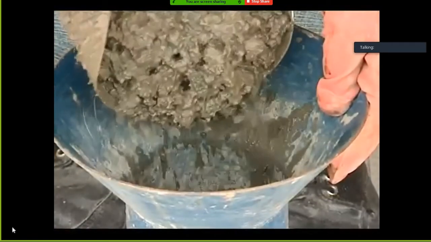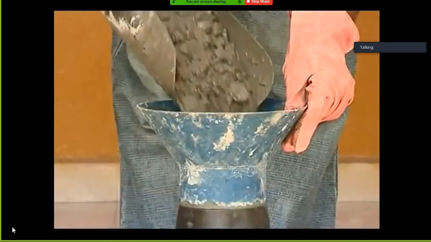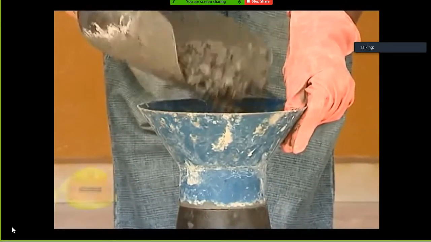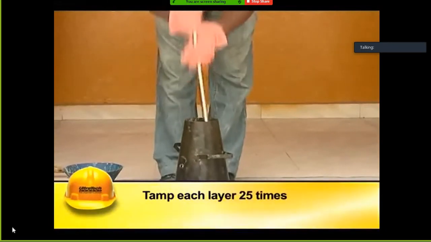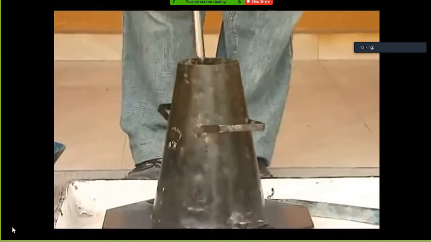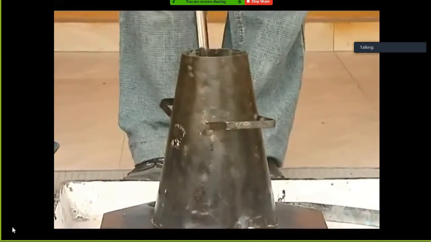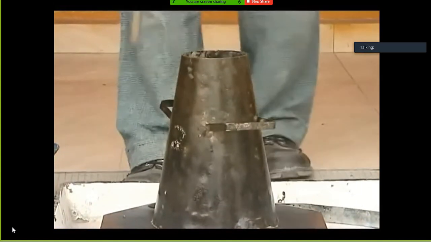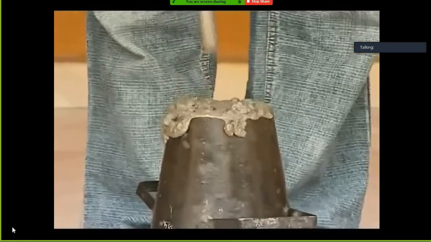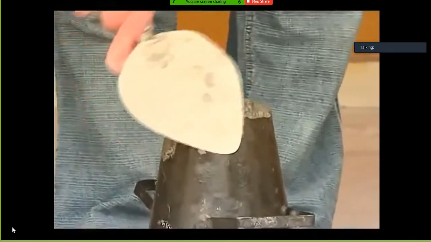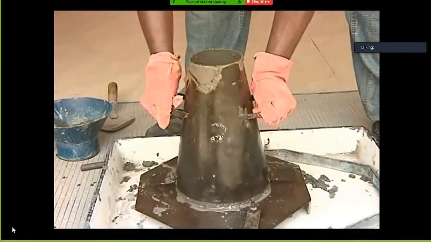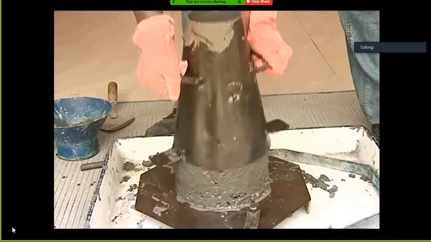It is then filled in 4 layers with the thickness of each layer being approximately 1/4 of the height of the mold. Each layer should be tamped 25 times evenly using the rounded end of the tamping rod such that strokes are uniformly distributed over the cross-section. After the top layer is tamped, the concrete is leveled with a trowel so that the mold is filled exactly to the top. The mold is then removed by raising it gradually.